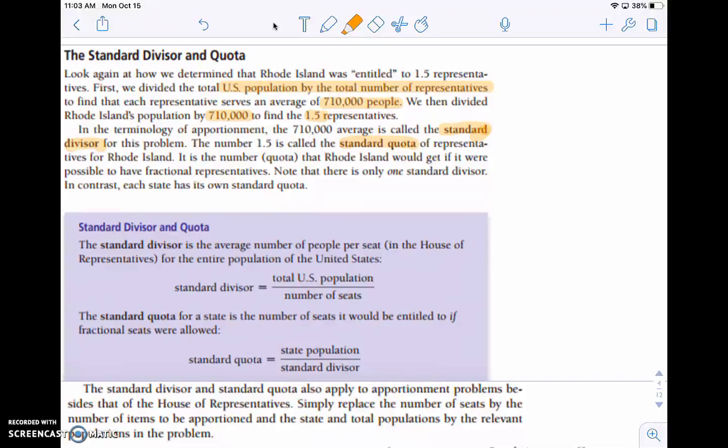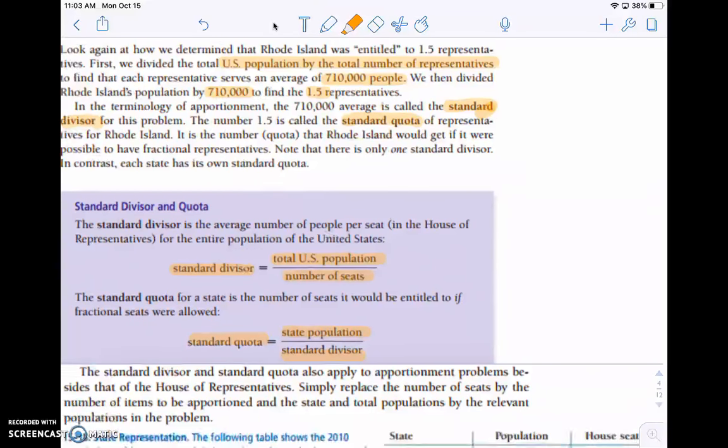So here's, again, the standard divisor. There's only one. It's the total U.S. population at that time of the census divided by the total number of seats. That's for the U.S. as a whole to get that divisor. And then we go down to the state level. So the standard quota, you take the state's population and you divide it by the standard divisor, and that tells us the number of representatives as a fraction that each state should get.